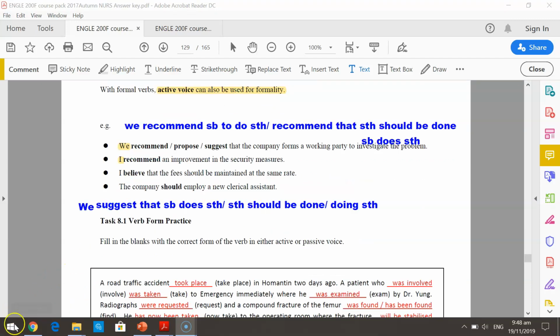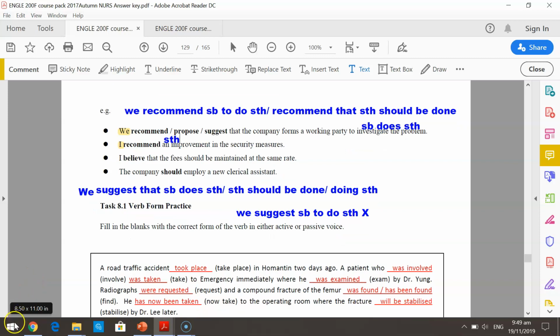Well, there's a common mistake that students in Hong Kong always make. Some students say, we suggest somebody to do something. This sentence structure is actually incorrect. Again, you say, we suggest doing something, or we suggest that somebody does something, or something should be done. While you say, I recommend somebody to do something, or I recommend something, as in the second sentence. And of course, you can make a simple sentence by saying somebody should do something.